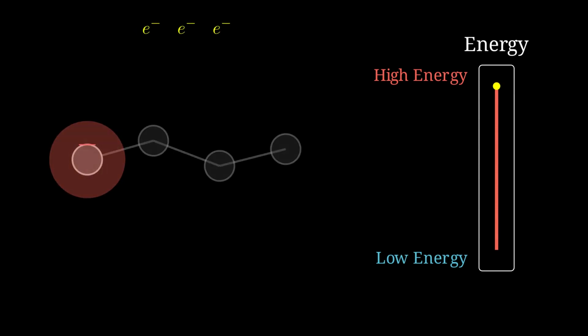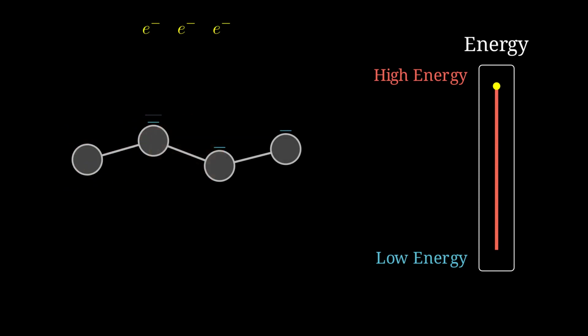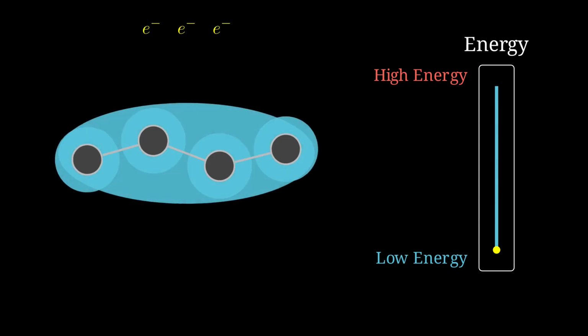If a negative charge is stuck on one single atom, that atom is stressed and reactive. But if that charge can spread out, or delocalize, across 3 or 4 atoms via the mesomeric effect, the energy of the molecule drops. The molecule becomes much more stable.